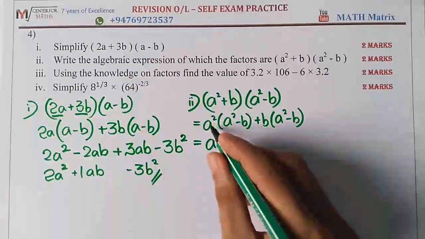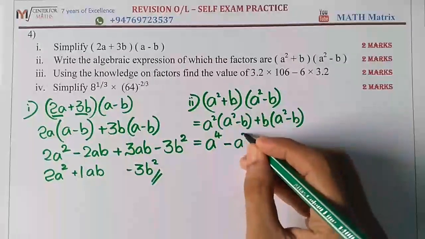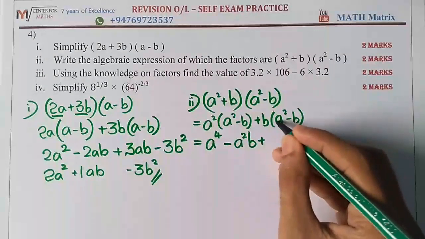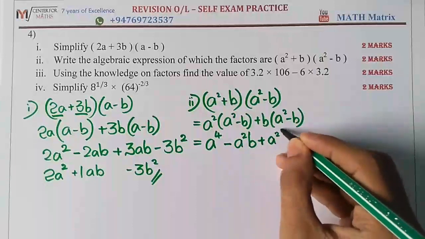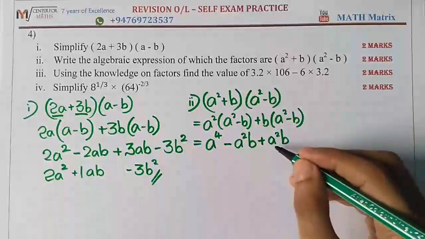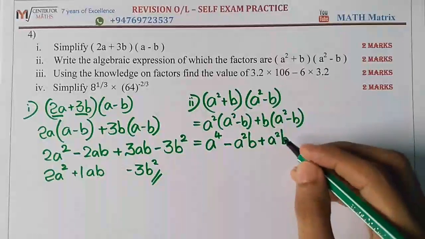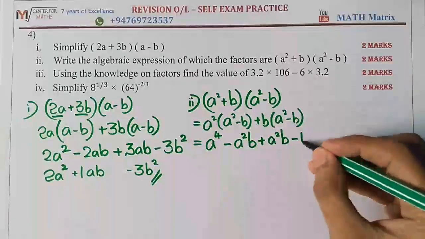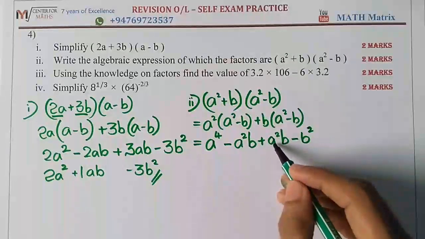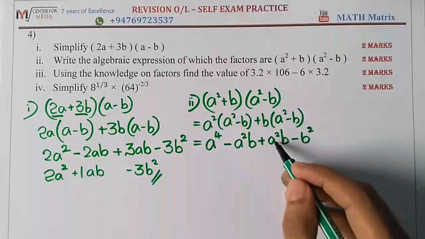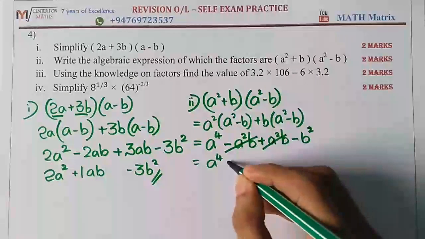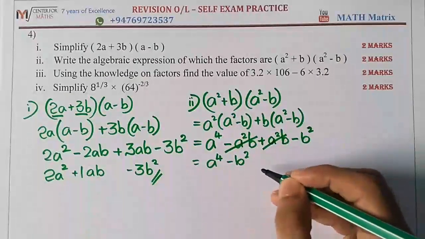Okay, right. And minus a squared into b is minus a squared b, plus b into a squared. B into a squared means a squared b again, or you can write b a squared, but it's better to give priority to a. And minus b into b is minus b squared. So now you can see that both the terms are the same, a squared b, but the signs are different, so we can cancel them. So the final answer is a to the power 4 minus b squared. So that's it.